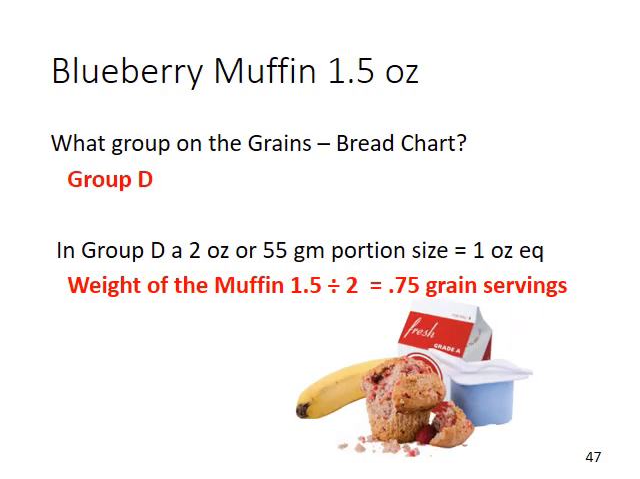Now let's look at a muffin. What group is a blueberry muffin in on the chart? Group C or Group D? All muffins except corn are in Group D. So in this group, a 2 ounce portion size, or 55 grams, equals a 1 ounce equivalent. We could just look at the chart and see that a 1.5 ounce muffin credit says 3/4 ounce equivalent. If we needed to do the math, it would be the weight of the muffin, 1.5, divided by 2, equals 0.75 grain servings.